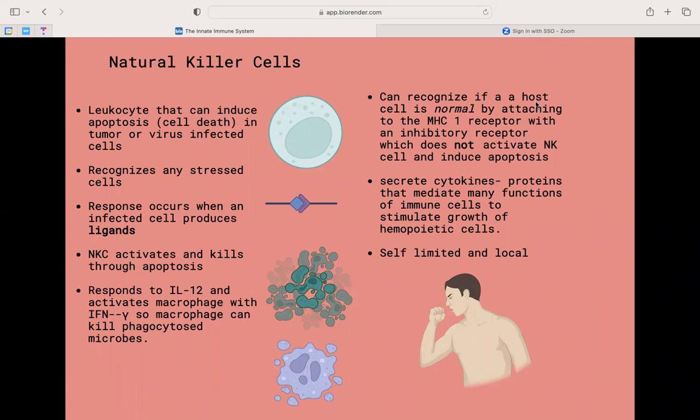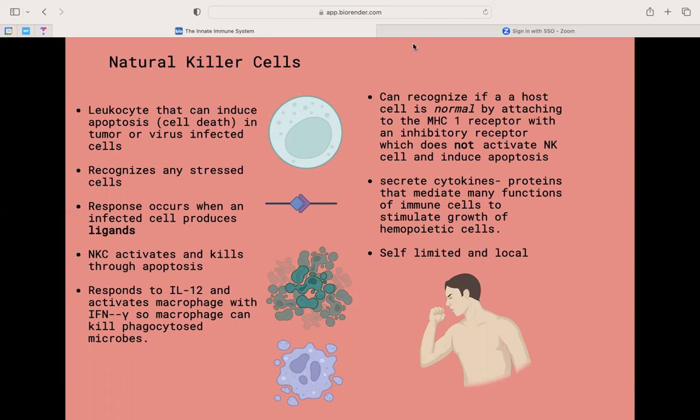Unlike the similarities natural killer cells have with cytotoxic T cells, natural killer cells can recognize if a host cell is normal by attaching to the MHC1 receptor with an inhibitory receptor, which would not activate the natural killer cell and not kill the normal cell. The proteins that natural killer cells and most cells will secrete are called cytokines, and these are proteins that will mediate many functions of immune cells to stimulate growth and the differentiation of lymphocytes, activate effector cells, eliminate antigens, and stimulate growth of hematopoietic cells.